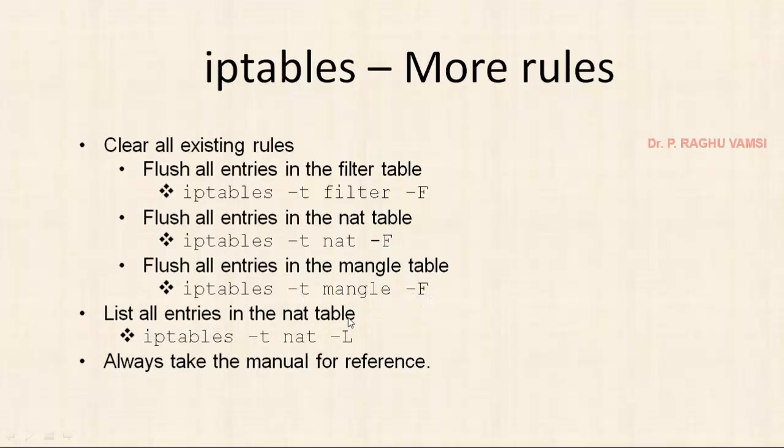List all entries in the NAT table. Just now we saw how to show the filters in the normal table. In the same way, you are supposed to do it for the NAT table also: iptables -t nat -L. And since iptables is an open source and free tool, you will find the documentation online. You may go through the documentation for further reference.